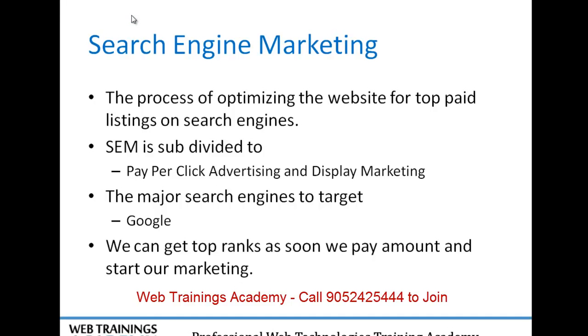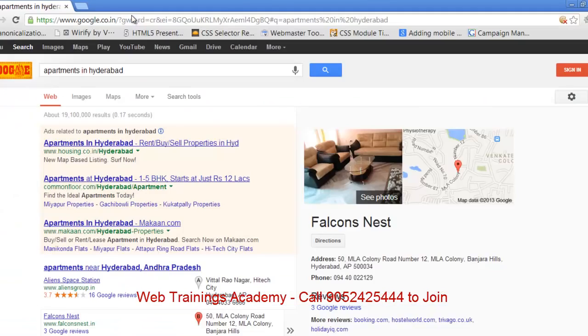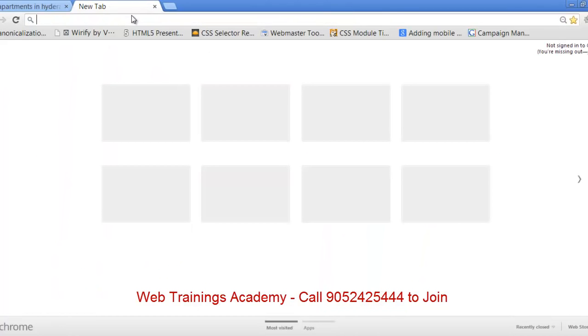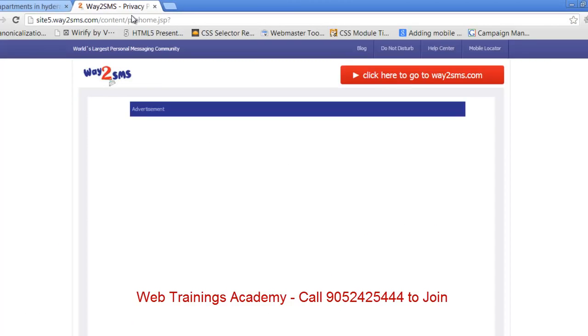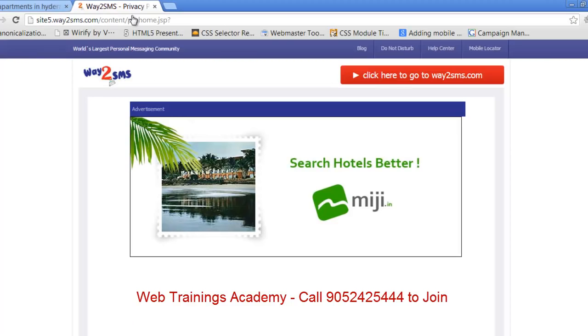Now the second part of this is called display marketing. One option is pay-per-click advertising and one is called display marketing, right? Okay, now what is the difference between these two options? Let me give you an example. Say you are using a website, for example waytosms.com, for sending an SMS to India from somewhere.